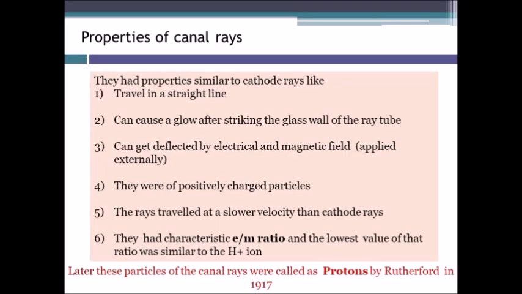You can obviously guess it is mainly because the mass of these particles is going to be more, so they are going to travel at a slow speed. Then they had a characteristic e by m ratio, and the lowest value of that ratio was similar to that of H plus ion. Now, when he realized that these are the same as the H plus ion, these particles of the canal rays were later called protons by Rutherford in 1917.